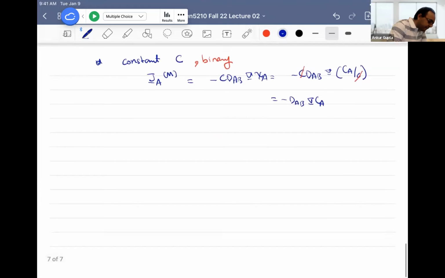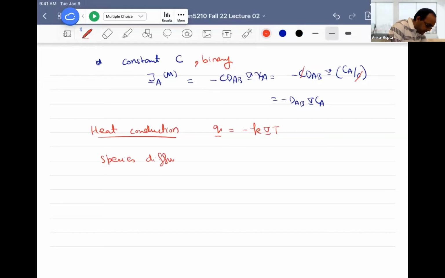We have said that heat conduction is q = -k grad T. Then we have species diffusion, where we have J_i = -D_i grad C_i, and this is not always true. This is only true for constant rho, binary. But I'm just writing this to show some similarity.